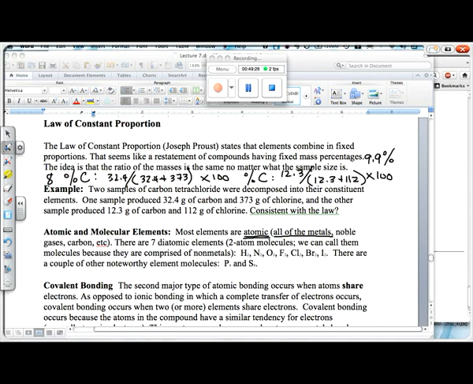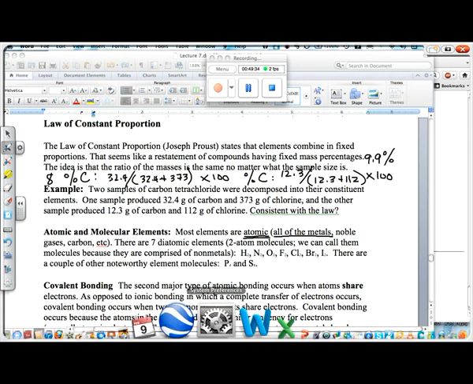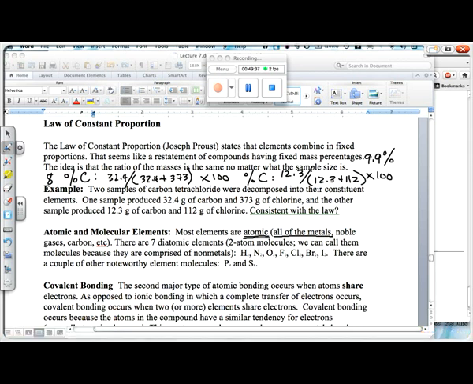There are 7 elements that do not come as atoms, and you need to know what they are. I always tell students it's like 7 in the shape of a 7. So let me go to that periodic table that we've used so much.